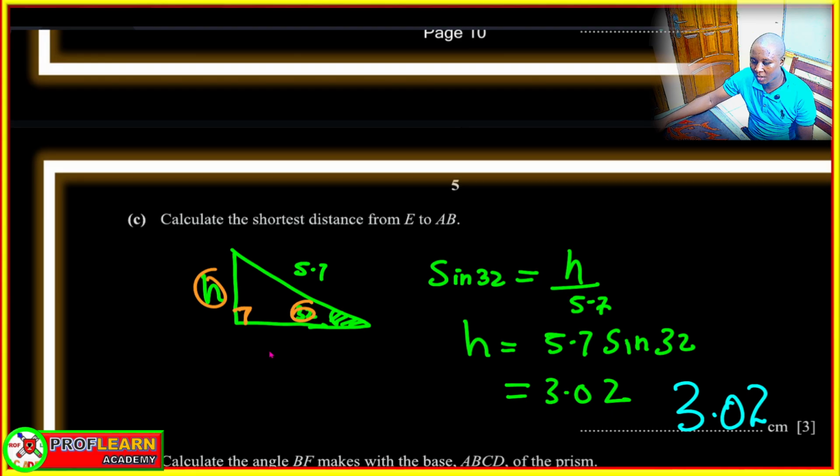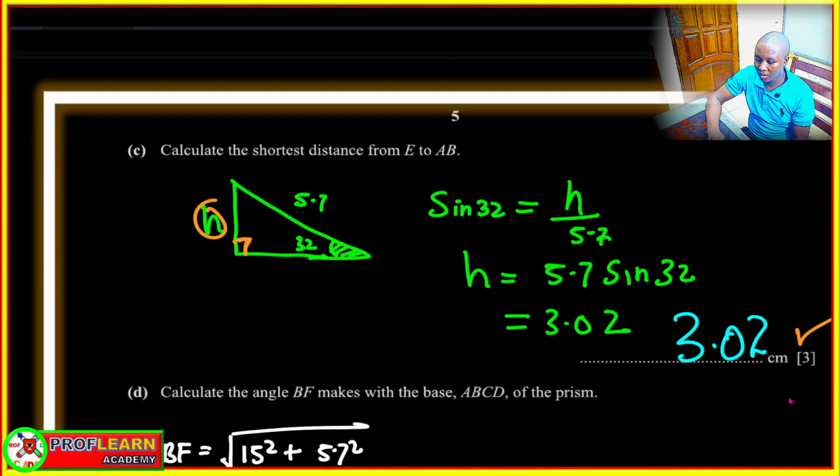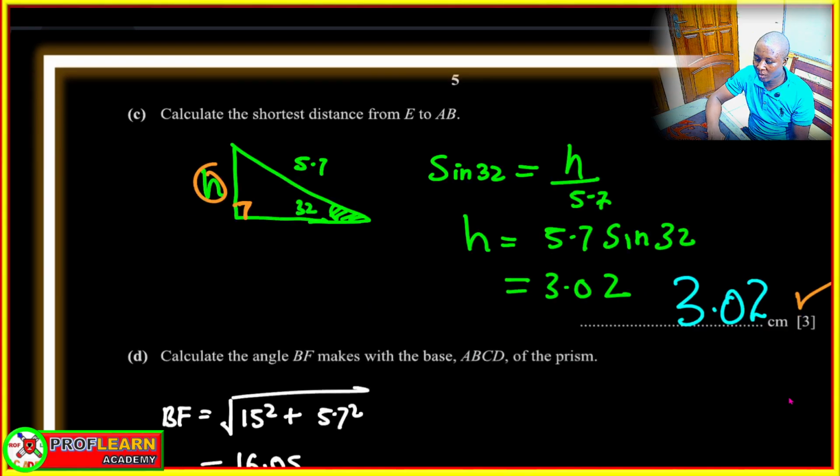So remember, we had gotten here 32, and this is 5.7. So we can use SOHCAHTOA. Sine 32 is equal to h over 5.7, and you can get your answer, 3.02. Calculate the angle BF makes with the base.